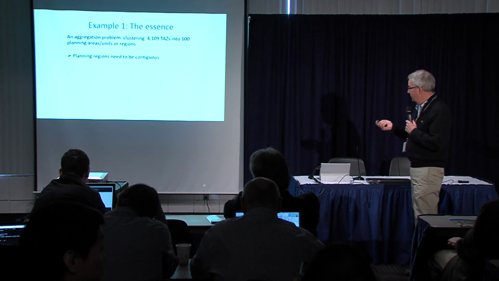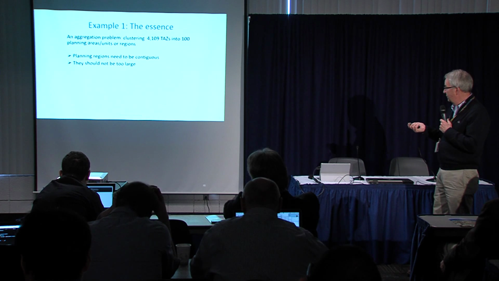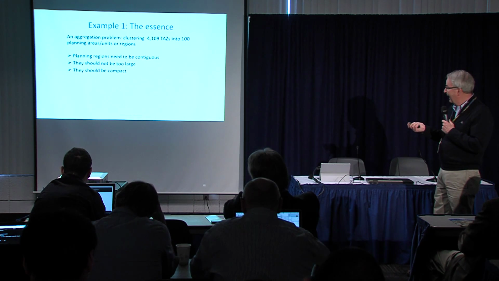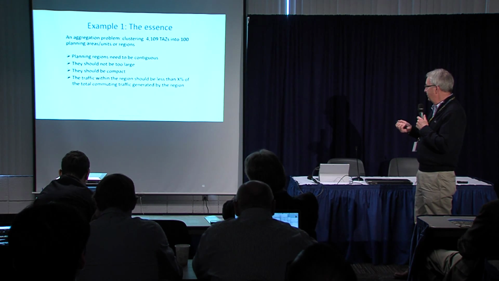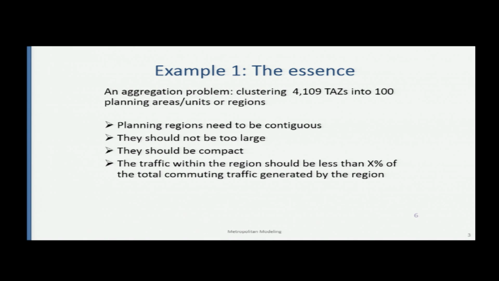So the planning regions needed to be contiguous. They should not be too large. They should be compact. The traffic within the region, and this is where it's like a political districting problem, but we've conditioned it with a transportation-minded constraint, should be less than X% of the total commuting traffic generated by the region. Otherwise, if each region is too large, you are missing quite a bit of the traffic because it's just within the region itself.